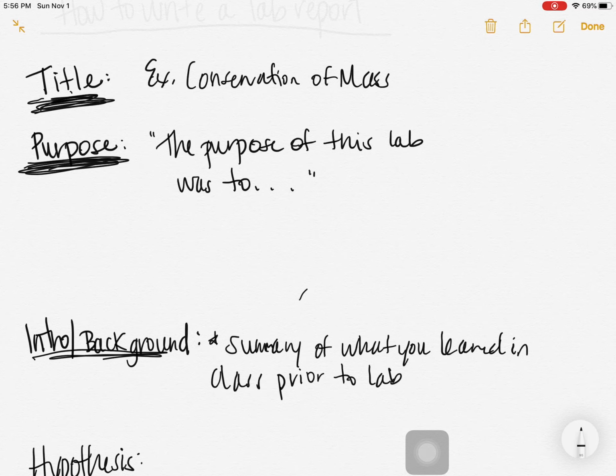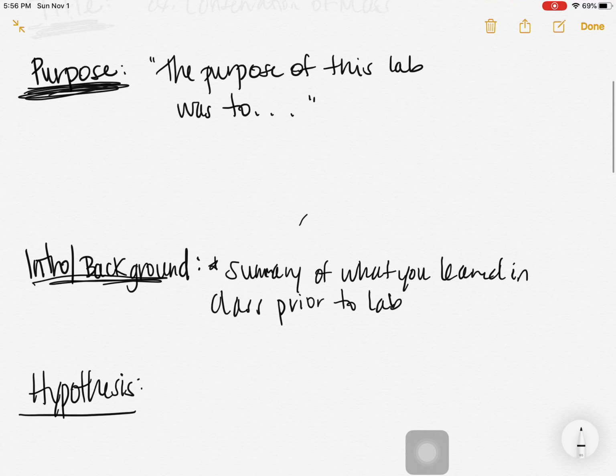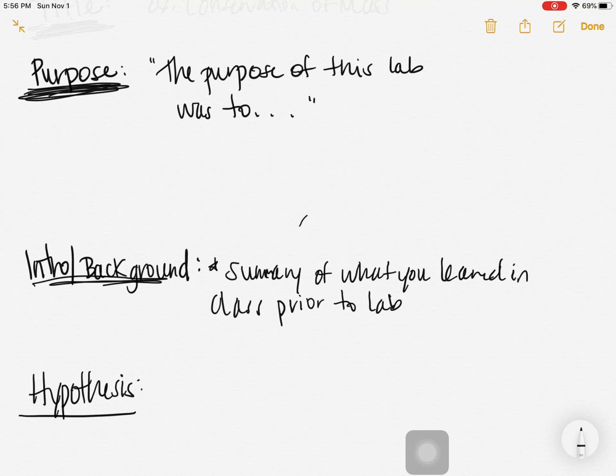So following the title comes the purpose, and the purpose of the lab should be written like this every time. It should say the purpose of this lab was to blah, blah, blah. So, you need to decide what was the purpose of this lab. Most of the time it's written on the paper, hint, hint. But sometimes you have to decide what was the reasoning behind doing this lab.